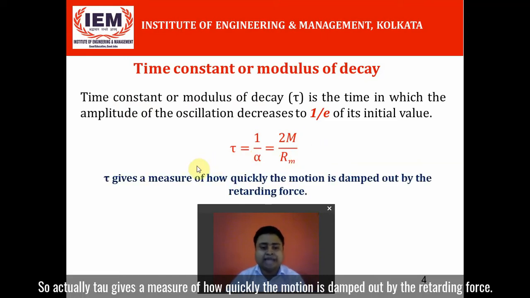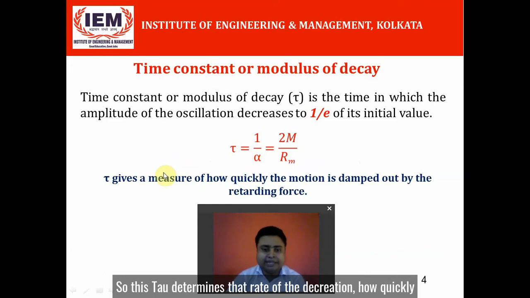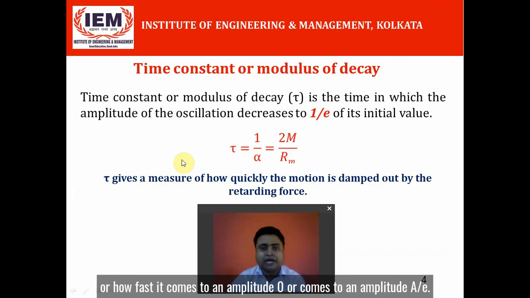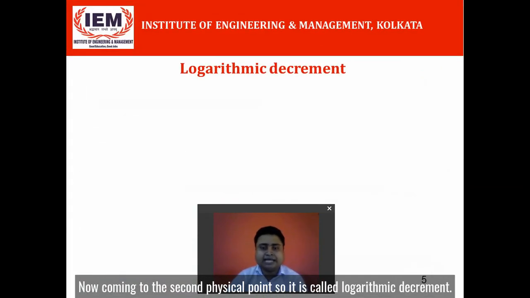Okay, so actually tau gives a measure of how quickly the motion is damped out by the retarding force. You have seen that the amplitude is decreasing with time. So tau determines the rate of decay, how quickly it comes to amplitude 0 or comes to amplitude A by e. So tau gives the measure of how quickly it is damped. Okay. Now coming to the second physical quantity.